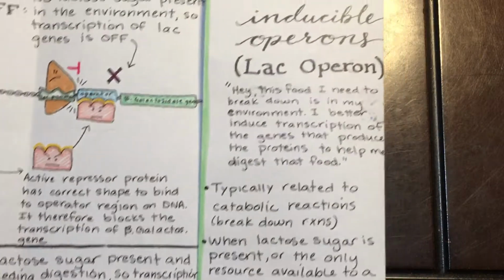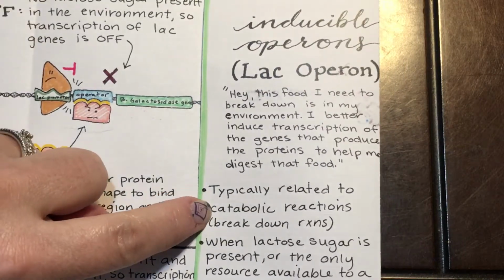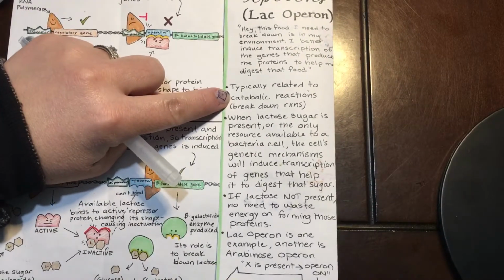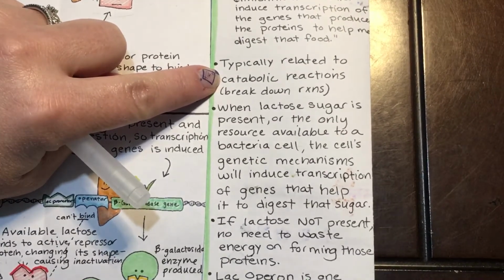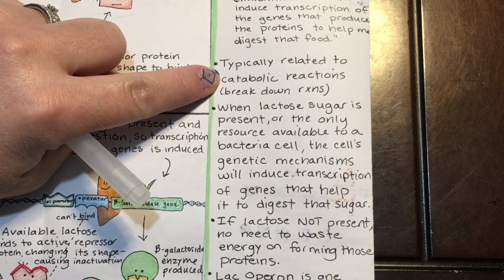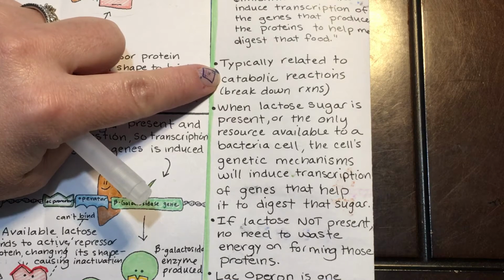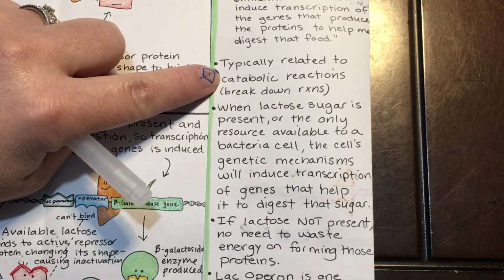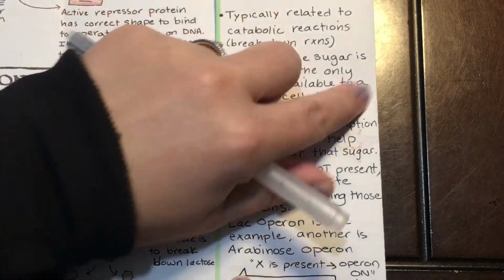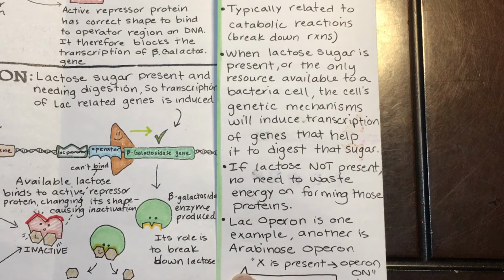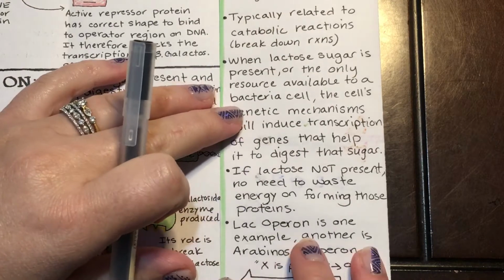So typically, inducible operons are related to catabolic reactions, reactions where we're going to break down material into smaller parts, digestive reactions. Not necessarily human digestion, but this is probably how bacteria are helping us to digest certain foods in our stomach as well. It could also be the kind of bacteria that help us make yogurt and dairy and cheese and things like that, not necessarily in another organism.